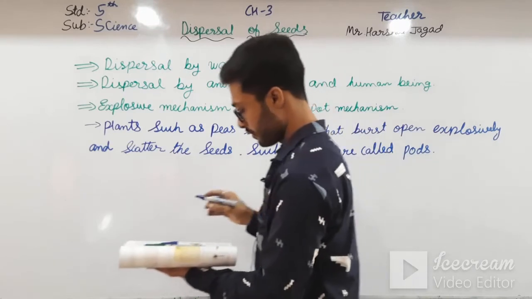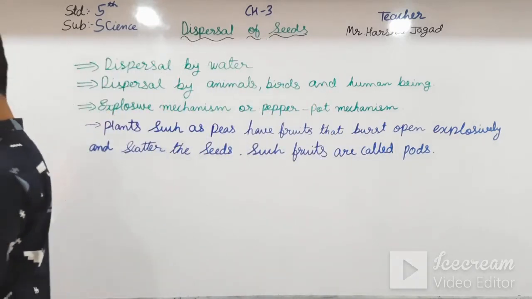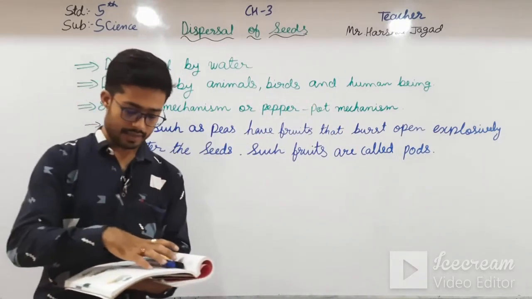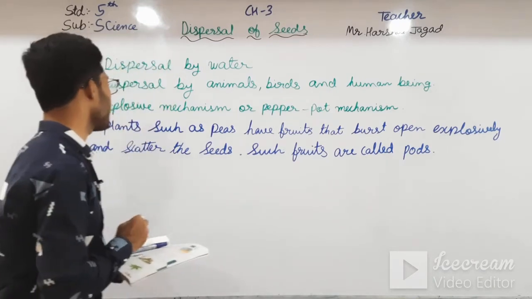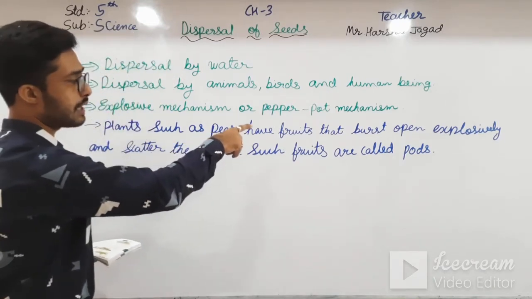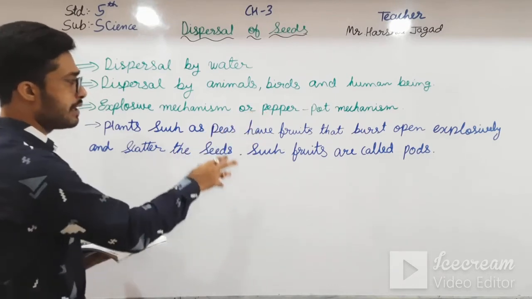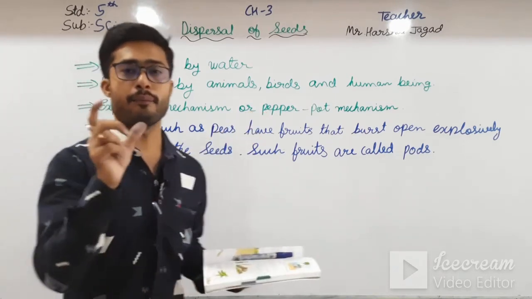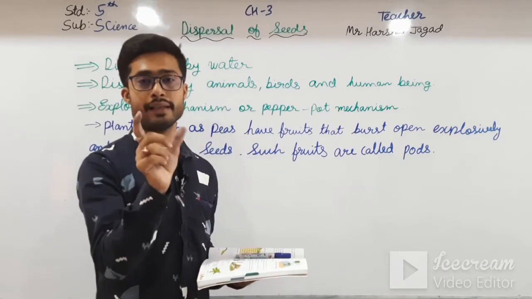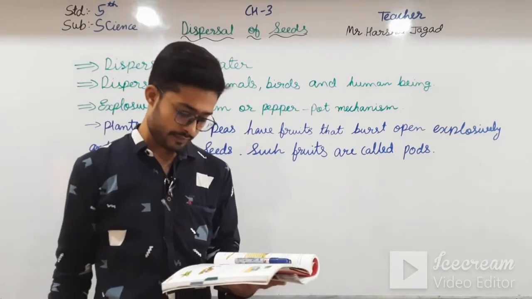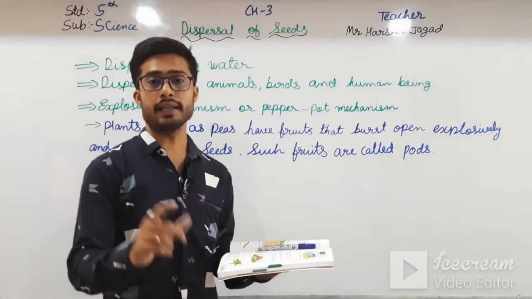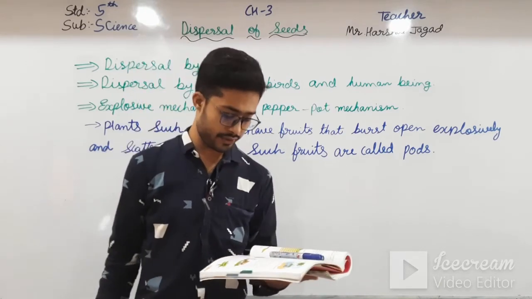Okay students, so what are called pods? If it may ask, then you can write that plants such as peas have fruits that burst open explosively and scatter the seeds. Such fruits are called pods. You have seen the peas. Okay students, here is also given the figure or picture over here.